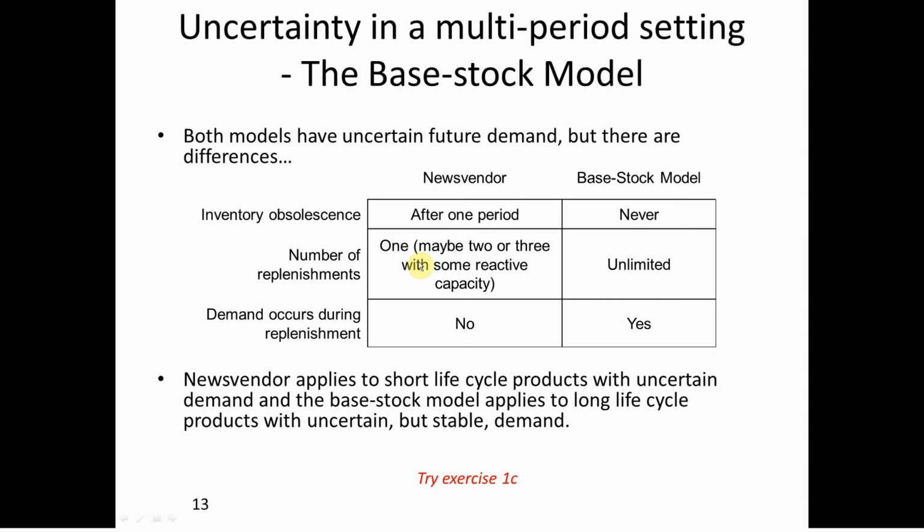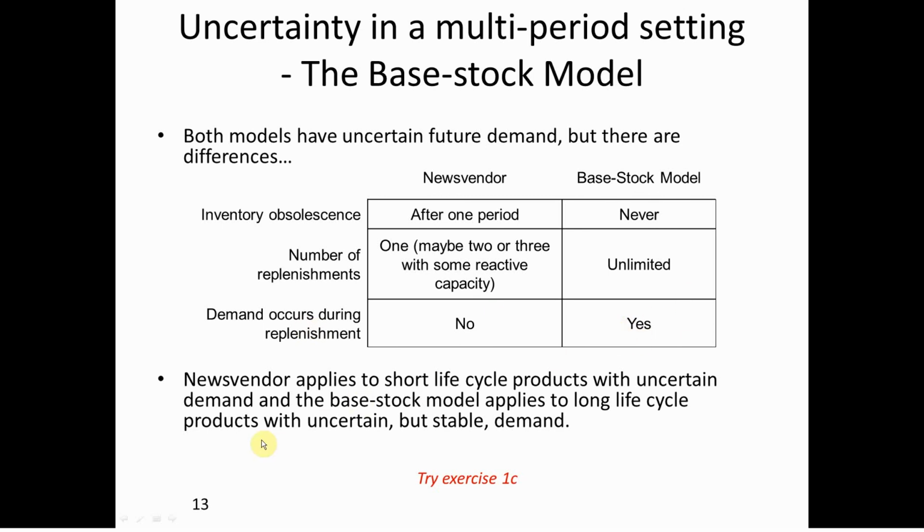The number of replenishments is 1, or maybe a few if we have reactive capacity, but typically it's a one-shot replenishment. In the base stock model, we're talking about continuous replenishment. We're always ordering more, again and again, ad infinitum. For the newsvendor, we assumed there was no demand at all during the replenishment period, like we were at home and couldn't get the mangoes until we came back and sold them the next day. But in the base stock level model, we assume there is demand over the replenishment period, or in our case, over the lead time.